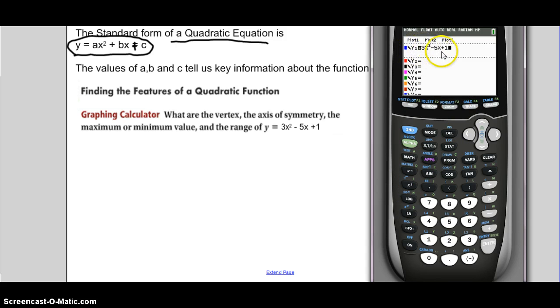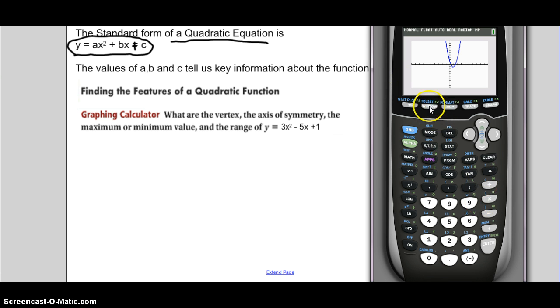So since we're just graphing a linear or a quadratic function, make sure your plot one is off, and it's probably best to go to just zoom 6 and take a look at your nice little pretty graph here. And it does print really slow, doesn't it? We'll get around that here in a second.